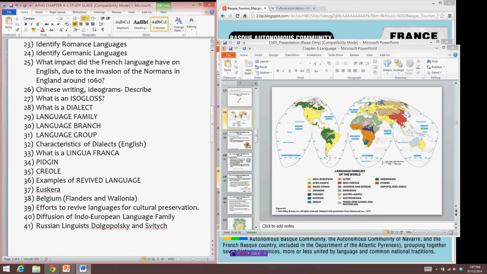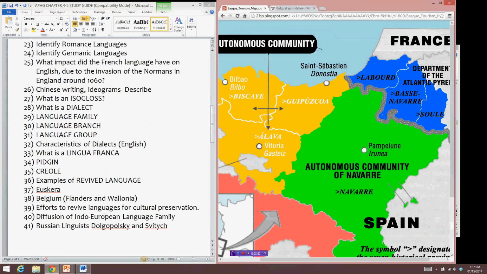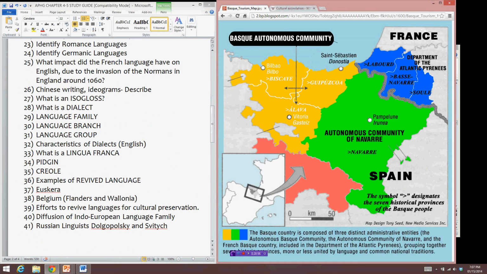Euskera. We already talked about the Basque. I showed you guys a map. It's right here. Euskera is a language that would have been spoken by the Basque people, so please make sure that you know that.